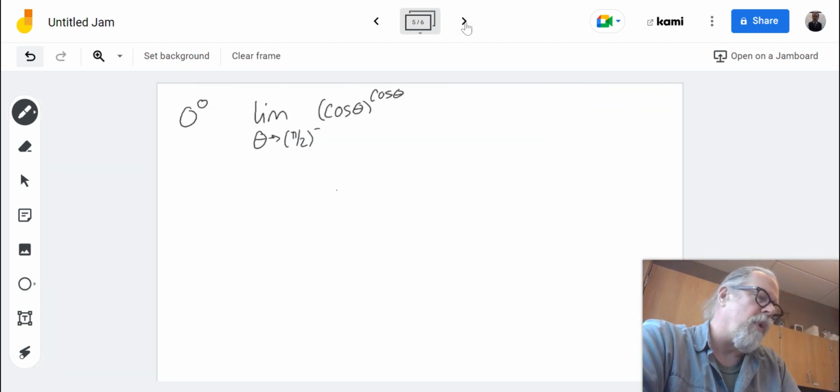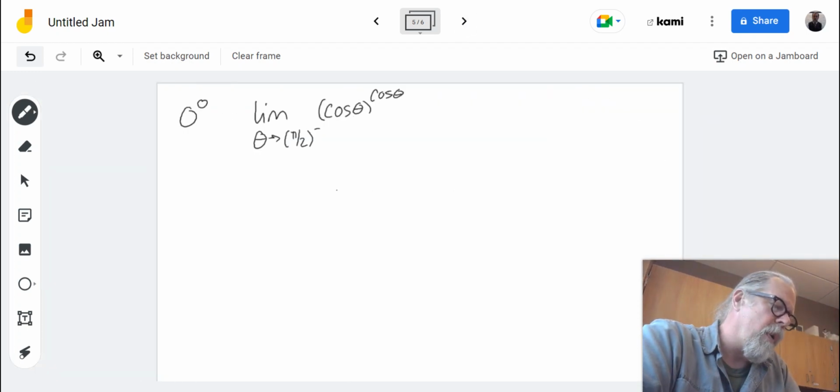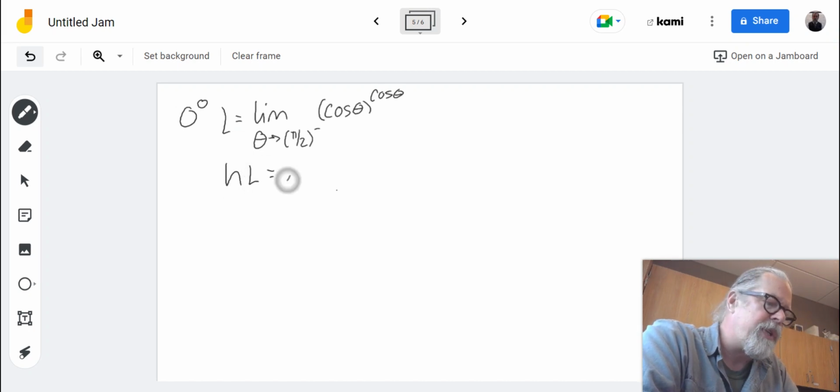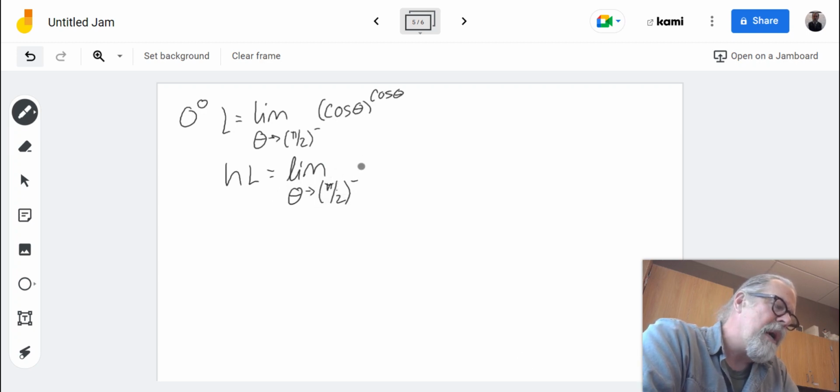Let's do one more, 0 to the 0. And again, I'm going to call this L because I have a power. I want to use logarithms. The natural log of L equals, skipping a step, the limit as theta goes to pi over 2 from the left of the natural log of cosine to the cosine.